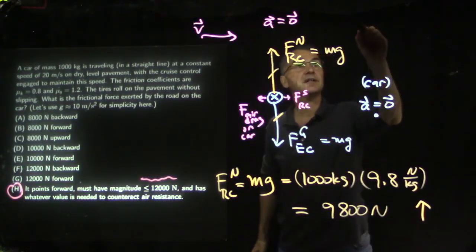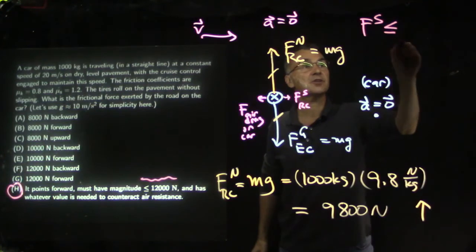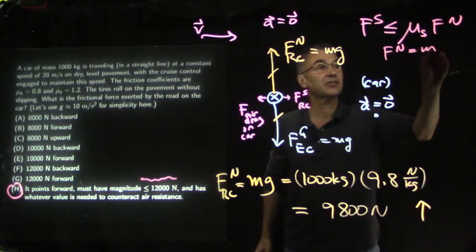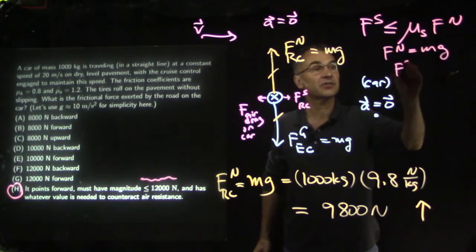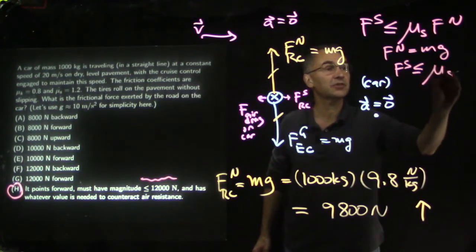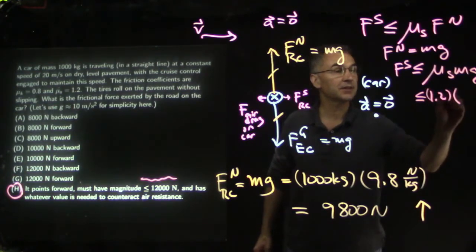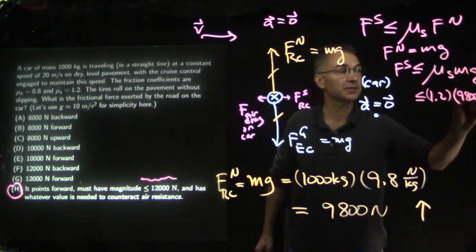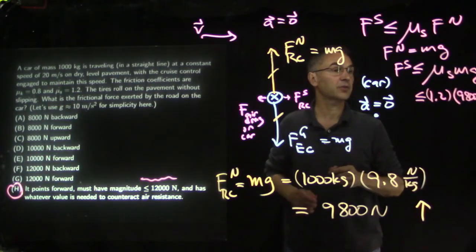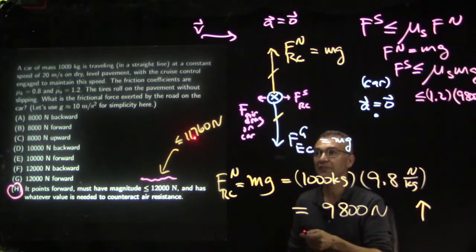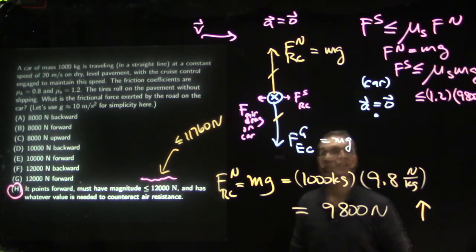Well, we know that F static has to be less than or equal to mu static times F normal. And we know F normal in this case equals mg. So that tells us that F static is less than or equal to mu static mg, which means it must be less than or equal to 1.2 times 9,800 newtons, which is about 12,000 newtons. Being a little more careful, I could have said less than or equal to 11,760 newtons if I used g as 9.8 instead of g as 10.